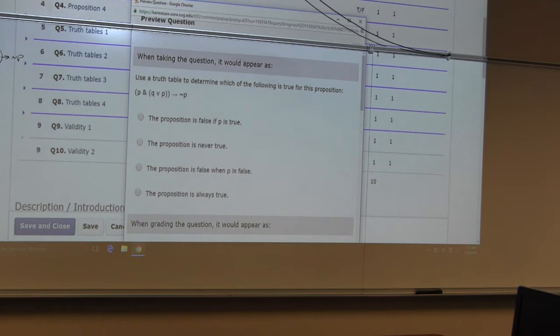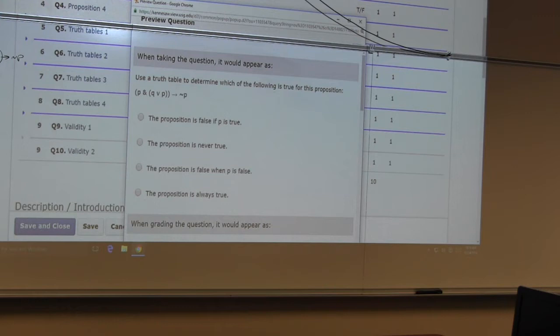So there is the Q or P. Now, an and statement, remember, it's true only when both are true, right? So I want to look at where P and this statement I just evaluated are both true at the same time. Well, here they're both true. Here they're both true. Here we've got a false, and in fact, down here we have a false. Okay?